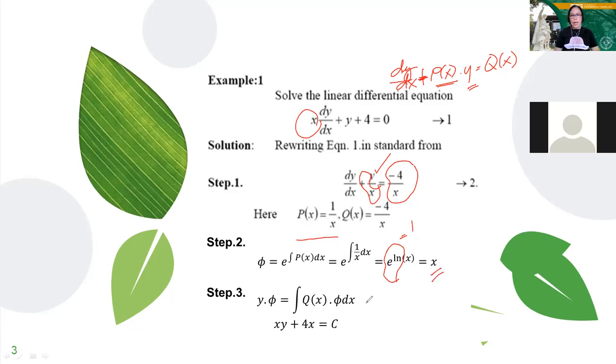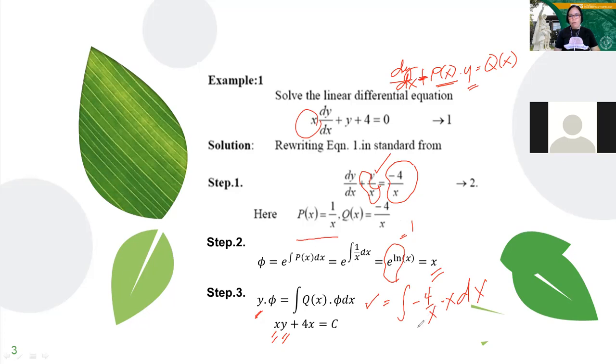So if you're going to apply the formula for your linear first order differential equation, which says that your unknown function y is to be multiplied by the integrating factor phi, and that's the x that you're seeing here. So we're simply following the formula. And then the right side should be evaluated. So your right side is negative 4 over x. I'll write here negative 4 over x for the Q of x. And it is to be multiplied by the phi, which is the x. And you are to integrate it.